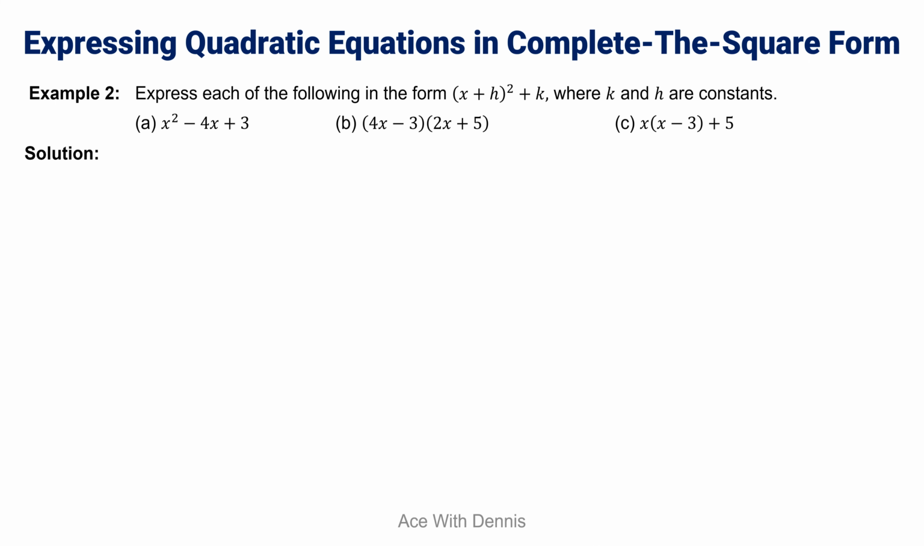So here's the solution for A. So x squared minus 4x plus 3. So I will first check the coefficient of the x squared here. So this is 1. I don't have to factorize anything here. So I will just go ahead and look at the first two terms. We have x squared minus 4x.